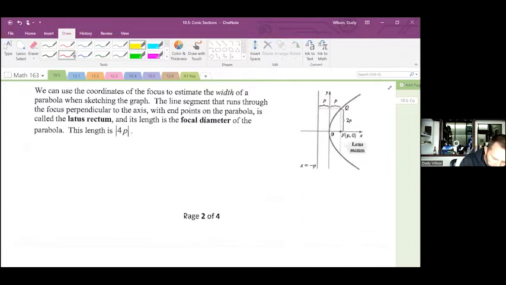So let's see if we can understand what's going on here. So it says the line segment that runs through the focus perpendicular to the axis. So here's your focus, and we want to go perpendicular to that axis right there.